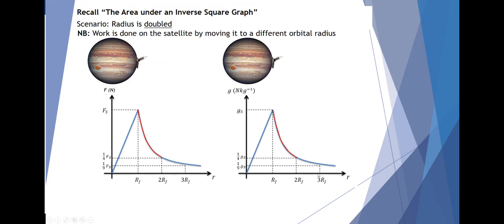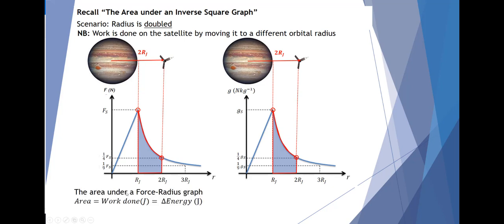Let's have a look now at what happens in terms of area. If we double our radius, we find we have this area underneath the graph. Same with the gravitational field strength. These are two separate graphs. This one is force times radius. This is gravitational field strength times radius. When we double the radius, we get this area under the graph. Let's see if we can make some sense of that.